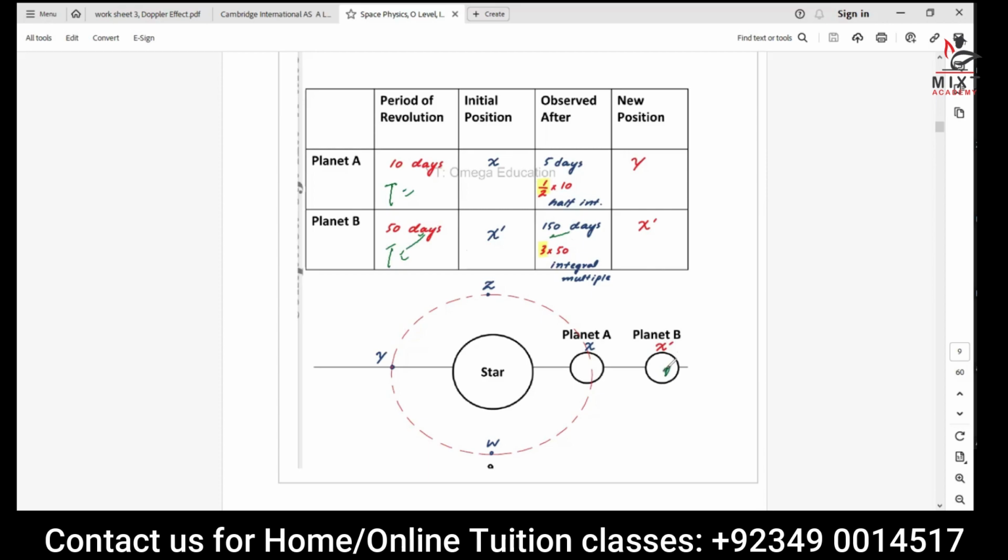Is that clear? After 50 days, the planet reaches its starting point, just like the second hand, right? Yes. After 3 complete revolutions. So sir, we're doing 3 times 50 because it completes 3 revolutions. Yes. Actually, let me explain. T is 50 days. It will complete one revolution in 50 days.